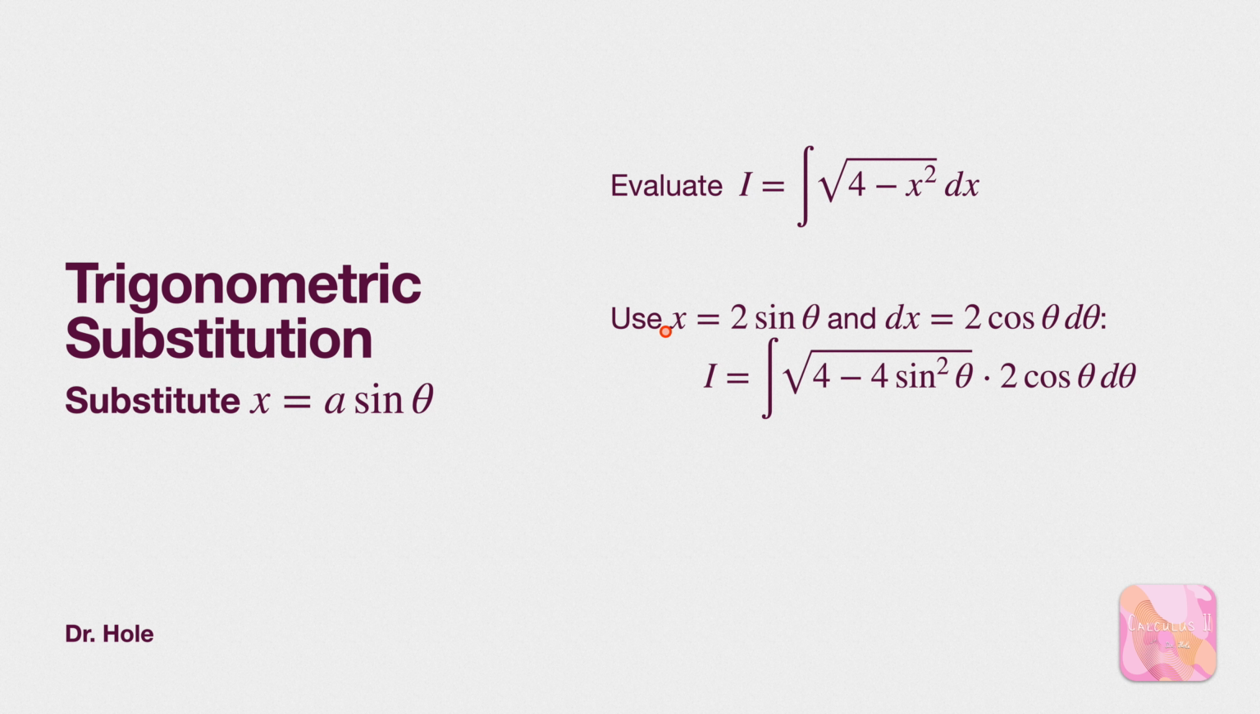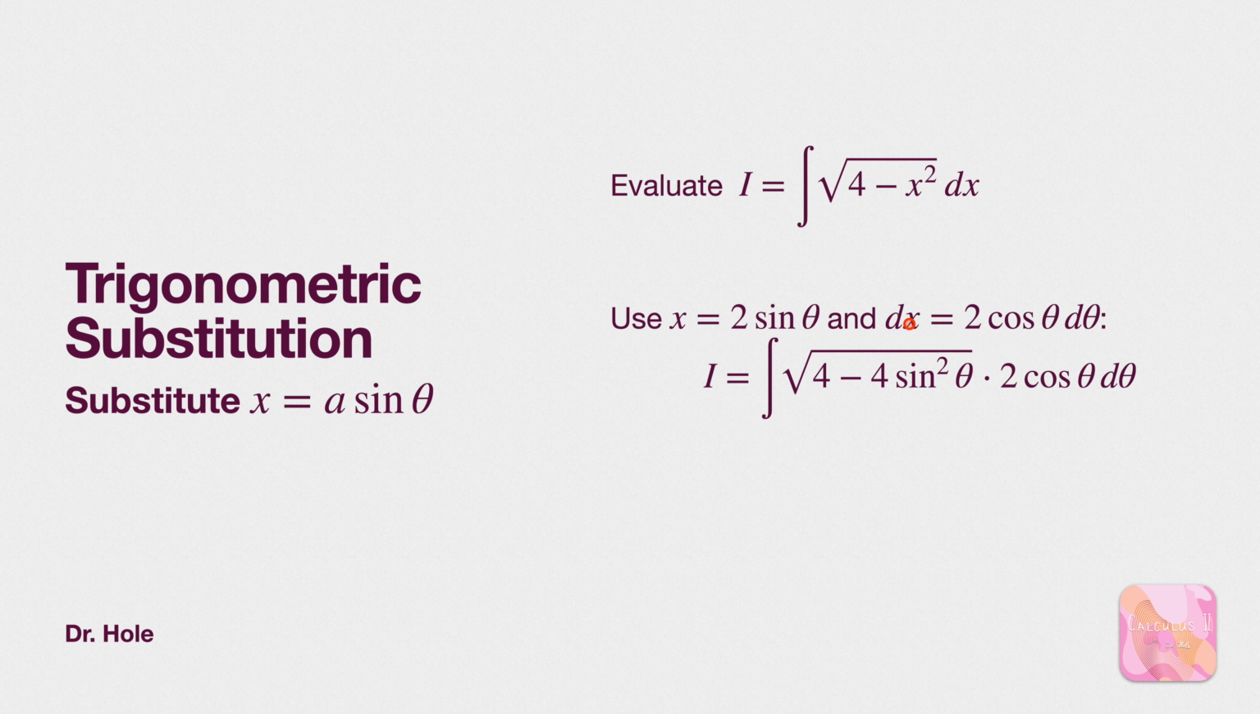So if we set up x equals a sine of theta, we would set up x equals 2 sine of theta. This is substitution. So compute the differential dx by taking a derivative with respect to theta of sine of theta to get cosine theta. Therefore, the differential dx is 2 cosine theta d theta. And swap out.